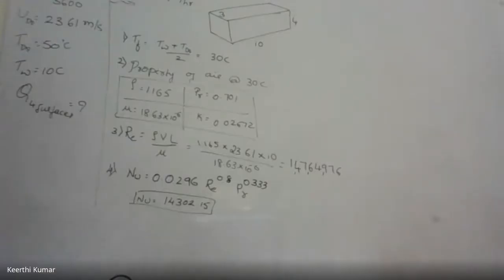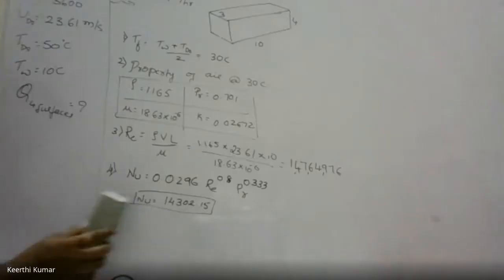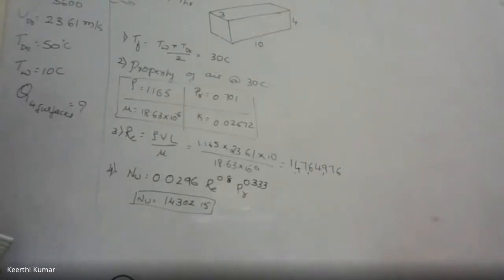Okay. Done. The missing page I shared, sir. Earlier you shared only page number 113. Now I observed 117 is also missing. Okay, sir, I'll send the whole chapter. If you send the whole chapter, that will be easy. Okay, yes, sir. This is done. Nusselt number is done.